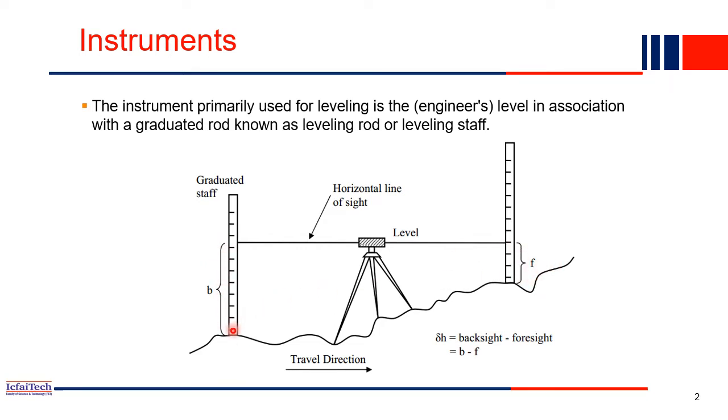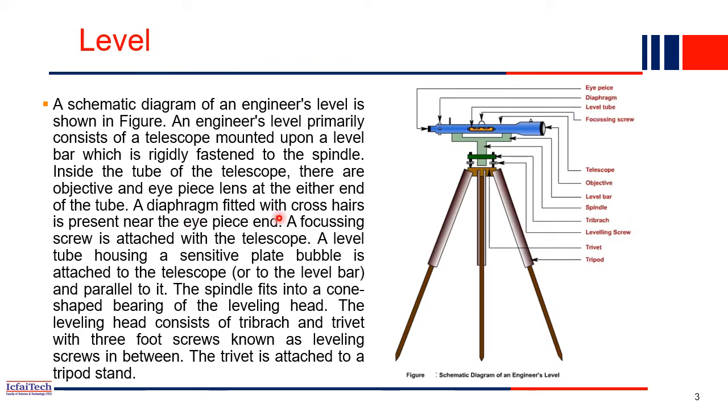Now easily you can tell how much is the difference between both b and f. That will give you the exact elevation difference between these 2 points. So basically, using this level as well as this type of staff, we can measure the vertical distances on the field. So now we'll see a more detailed picture of the level.